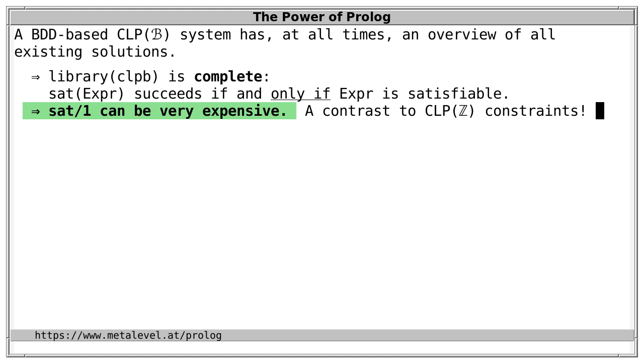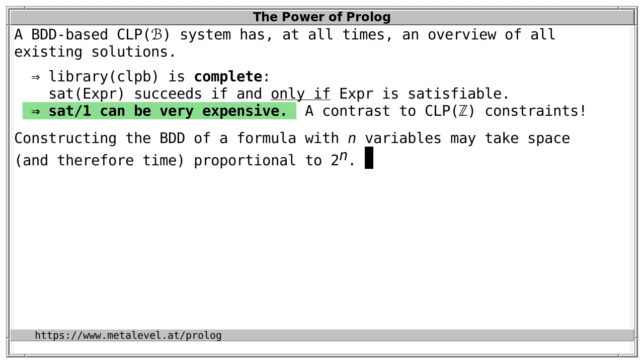That's a contrast to CLBZ constraints. Integer constraints are of course even harder than Boolean constraints. In fact, integer equations are not even decidable in general. But posting integer constraints tends to be very fast. The search is often tough when using CLBZ, but posting constraints is usually fast.